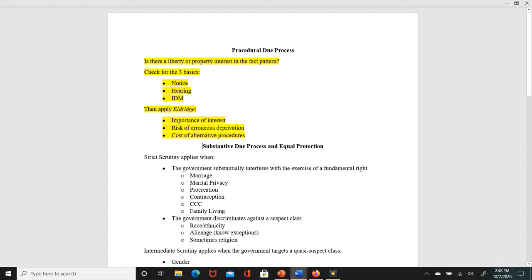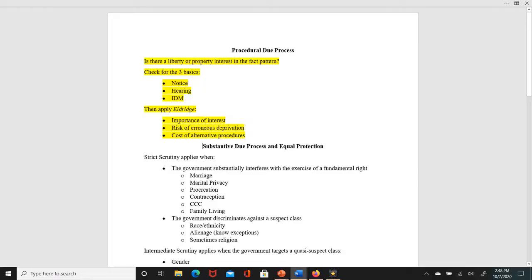I would spend time checking for each one of those. Did the government tell me what the rules were? Did the government tell me that I violated the rules? That's notice, right? When did the government tell me? Well, we'll get to that in a second. But check that it even exists, right? Did I get notice? Check for a chance to tell my side of the story. Opportunity to be heard are the magic words. That's the definition of a hearing. So you would check in the fact pattern and see, did the person have a chance to say, I didn't do it? And finally, impartial decision maker, which means somebody with no stake in the outcome, no bias or prejudice.